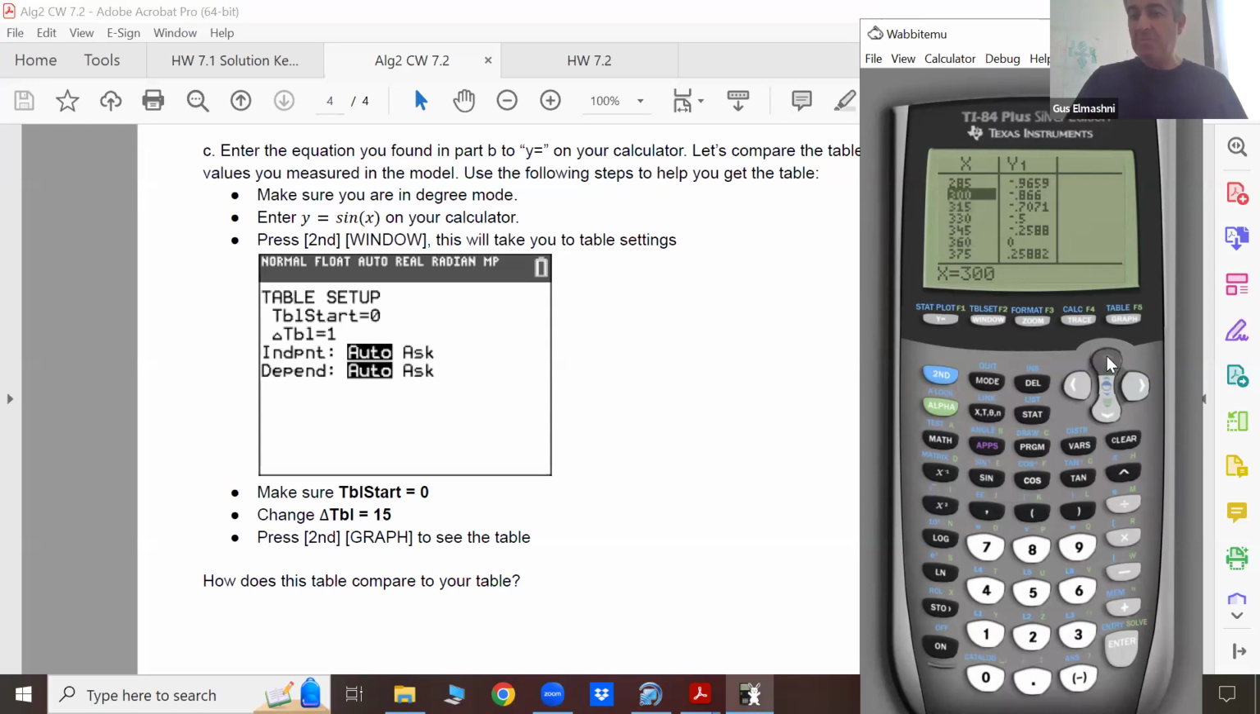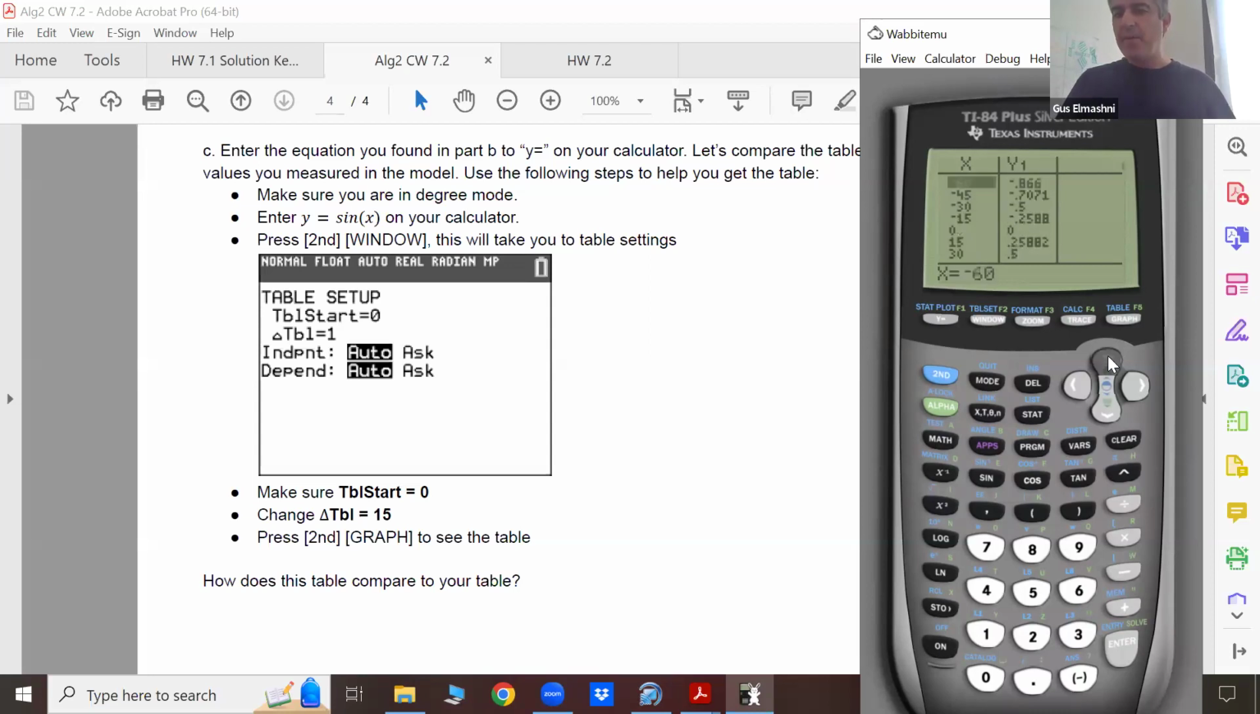It could have gone the other way. And now my computer's super frozen. I don't know what's going on here. Hit second window. And then make sure it starts at 0 and make the delta, the triangle, 15. And leave everything else on auto. And then hit second graph afterwards.